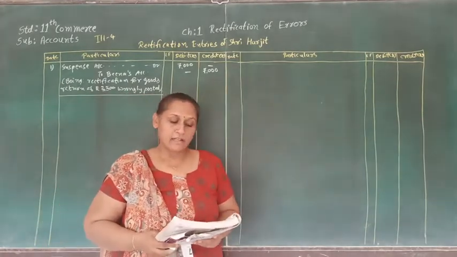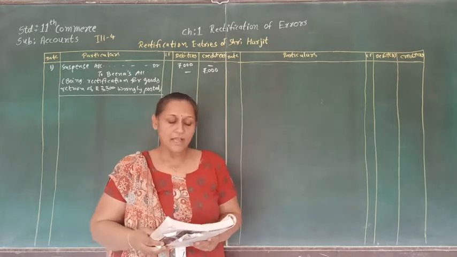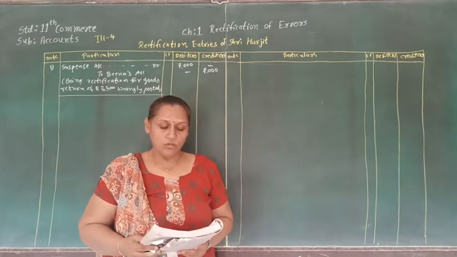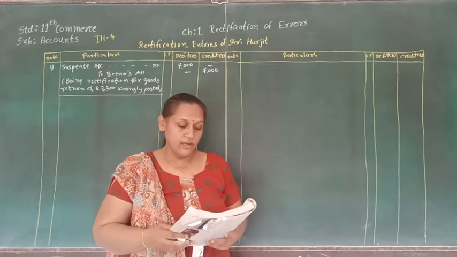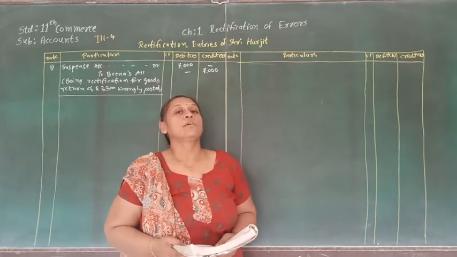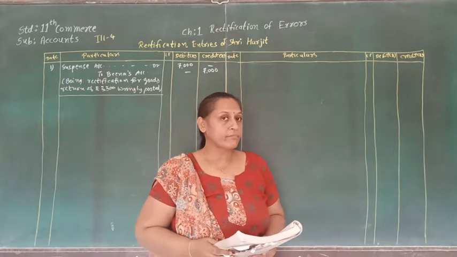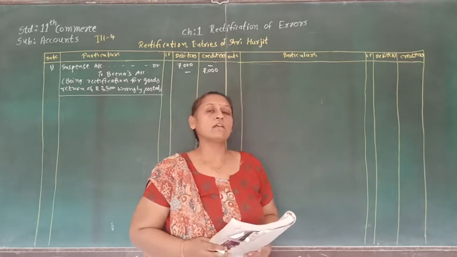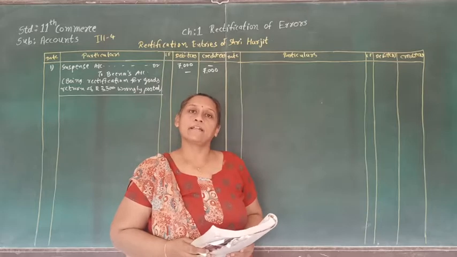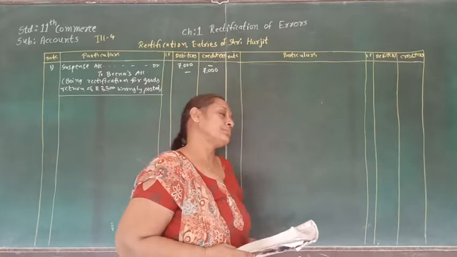Now let's see the second transaction, that is the total of purchase return book is overcast by 800. So here the purchase return is overcast. So here we have to debit the purchase return account and credit the suspense account. So our journal entry will be purchase return account debit to suspense account. As we know that the balance of the purchase return account is a credit and it is overcast, so we have to debit the same amount.